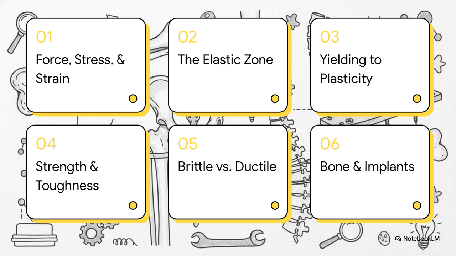We're going to start with the absolute basics, the language of force, stress, and strain. Then we'll follow a material's journey as we load it up, from that initial springy, elastic bending to the point where it deforms permanently. We'll nail down the difference between strength and toughness, and then we'll tie it all together in the real world of bone, implants, and biology.